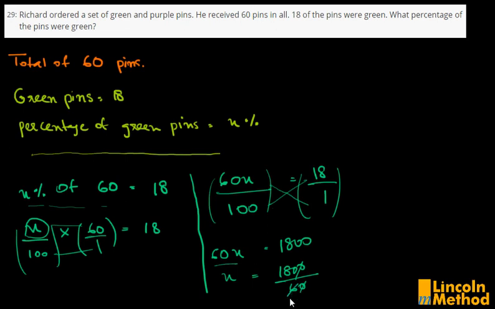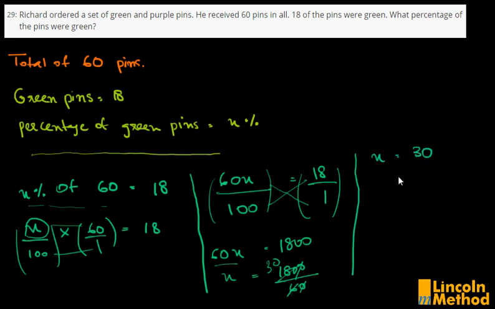6 3s are 18, so if we add a 0, what this should give us is 180. 6 3s are 18 and we add the 0 and we get 180. So 6 30s are 180, and that is our answer. So X equals 30.